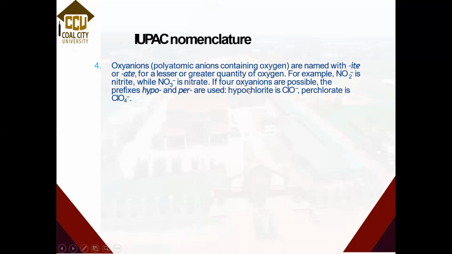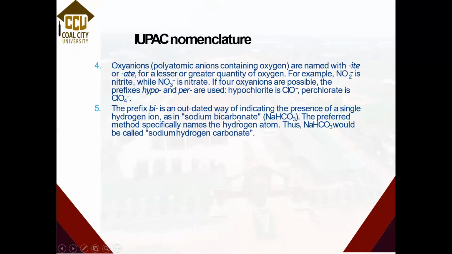If 4 oxyanions are possible, the prefixes hypo- and per- are used. So for example, if I have hypochlorite or if I have a perchlorate. You can see it's just one oxygen in hypochlorite. And because this same compound can have an analog of ClO4-, we call this the perchlorate. So we use that to differentiate between them.